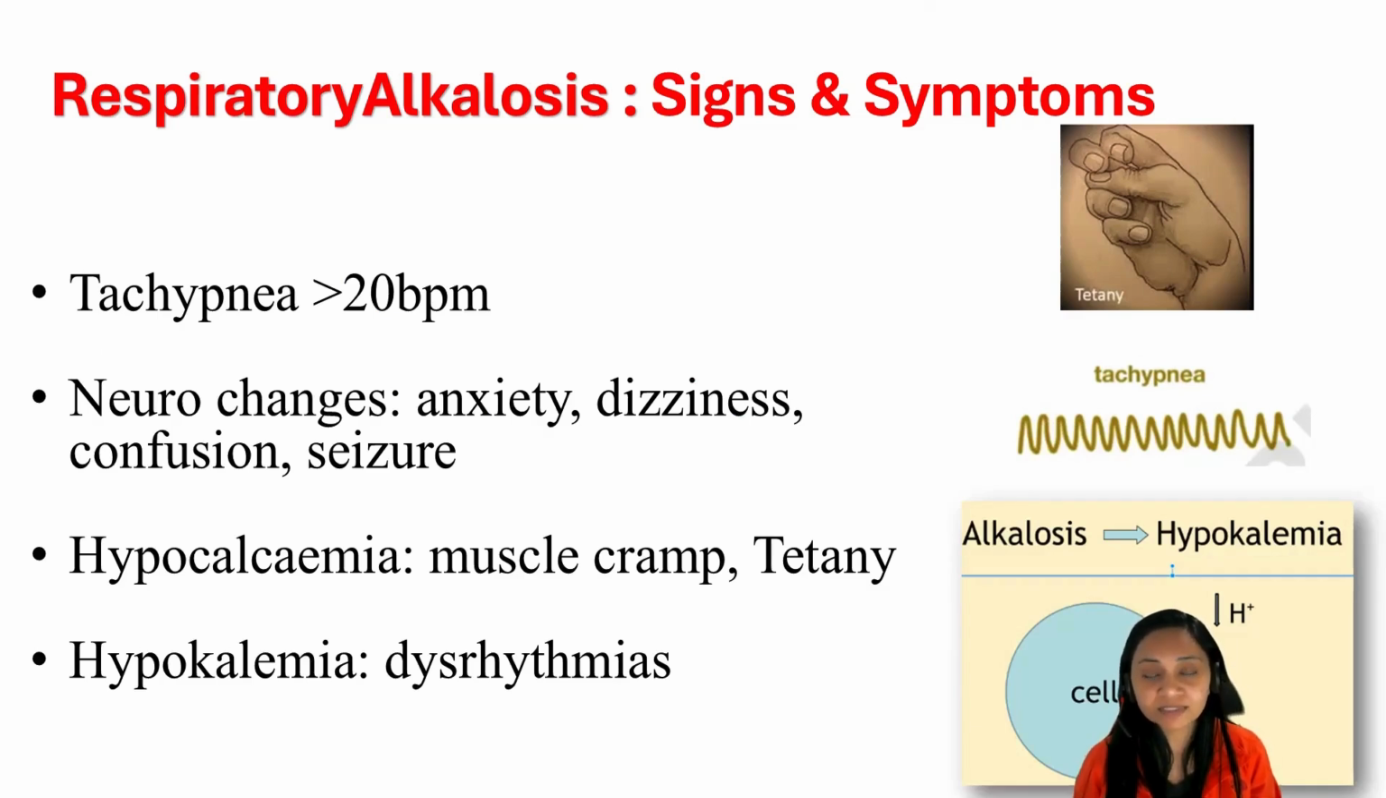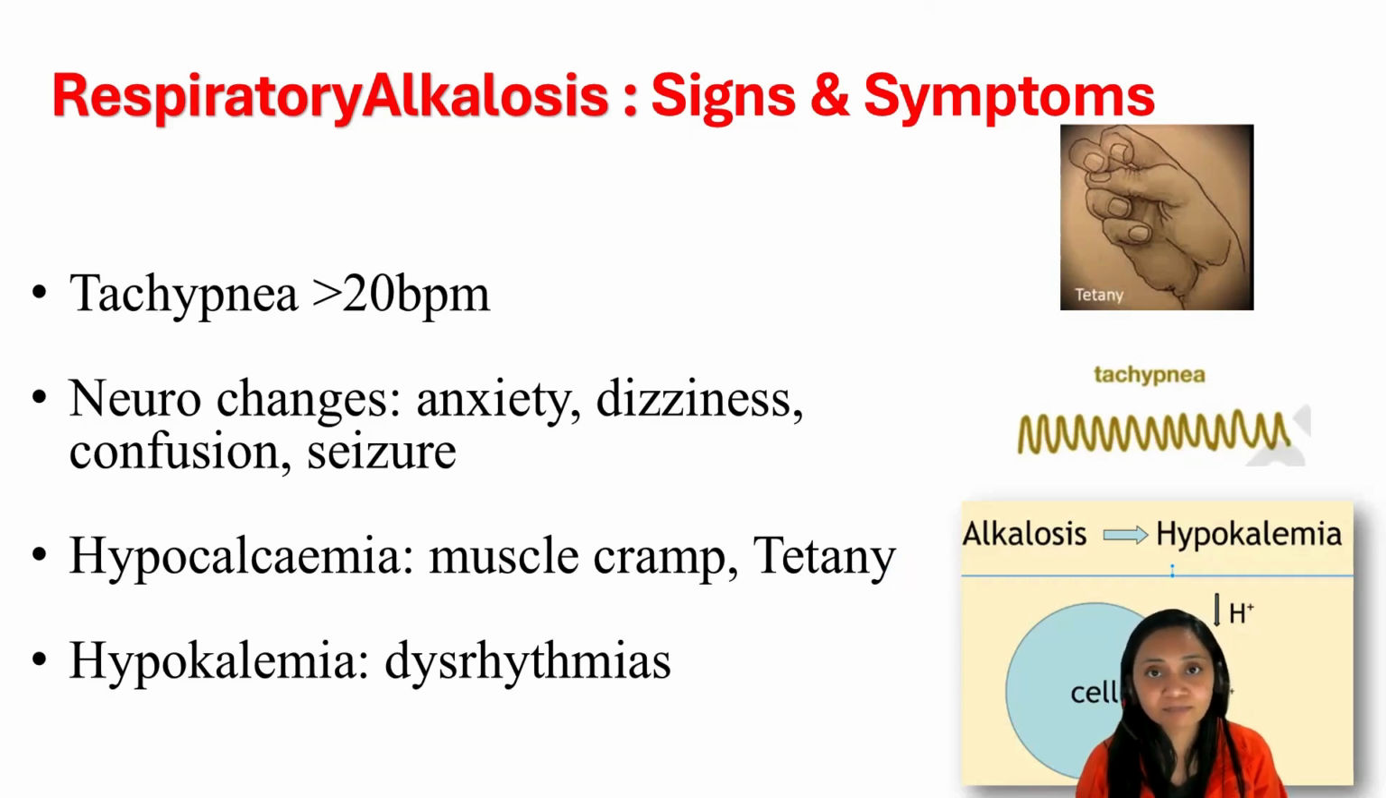Now, how does the patient get hypocalcemia in respiratory alkalosis? When the carbon dioxide level drops, calcium binds to albumin. So we do not have free calcium in the blood and the blood calcium level will drop. That will lead to the patient having hypocalcemia. Now you will see the symptoms related to hypocalcemia in the patients, such as muscle cramps and tetany.